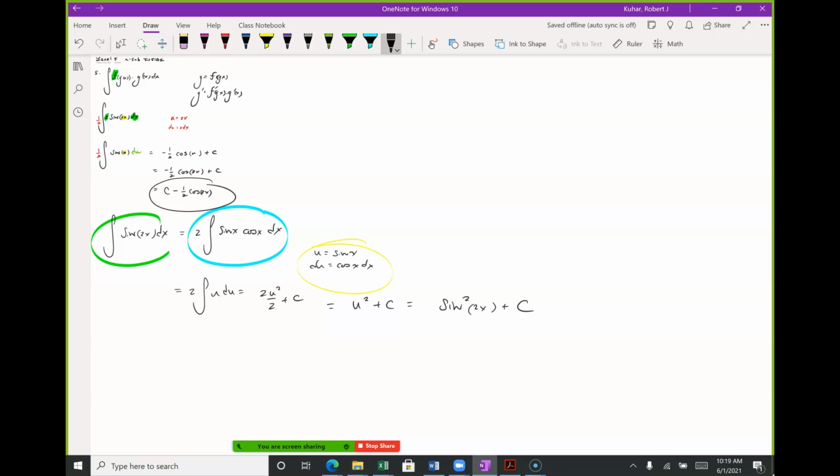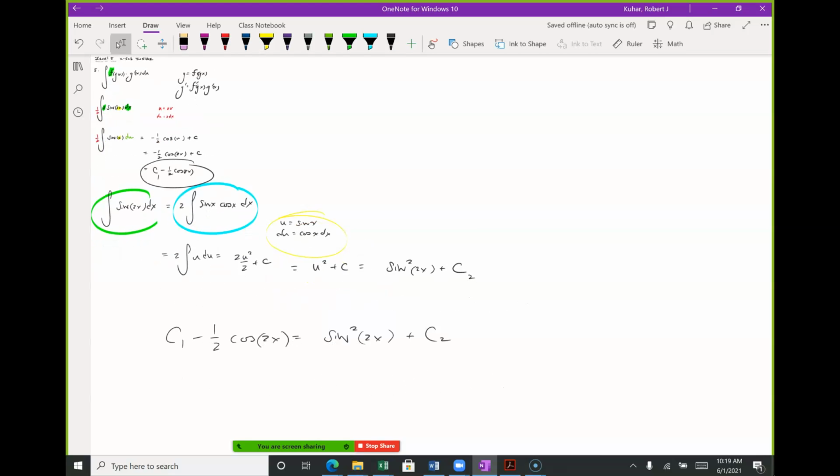And so I better call this one C1, maybe this one C2, because they could be different constants, right? So I'm saying C1 minus 1/2 of cos 2x should be equal to sine squared 2x plus C2. And so that's a nice little exercise for you. Remember doing trig identities? I don't care about the constants, right? I don't care that they differ by a constant.